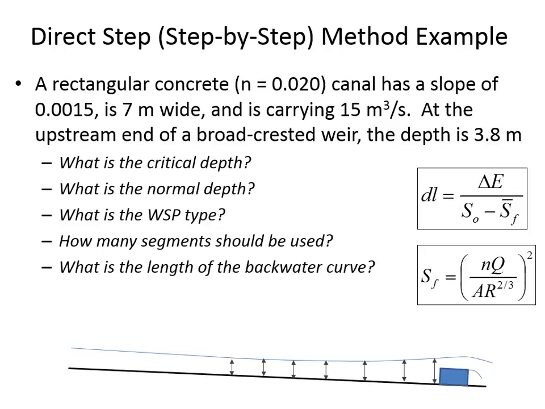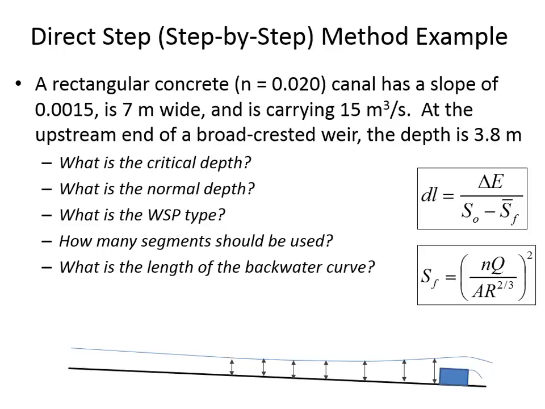And since this is a rectangular channel, we can calculate the critical depth according to this formula: flow per unit width squared divided by g, all that to the 1/3 power. And so we've got 15 cubic meters per second divided by the 7-meter width. That'll give us the flow per unit width. Square that, divided by 9.81 meters per second squared. All that's to the 1/3 power. So our critical depth is 0.7764 meters.